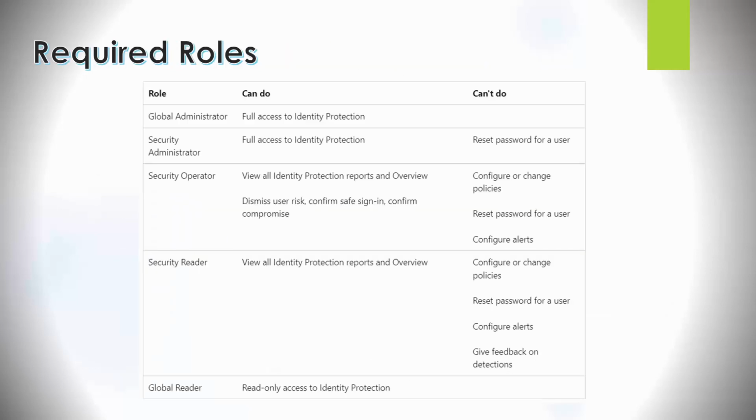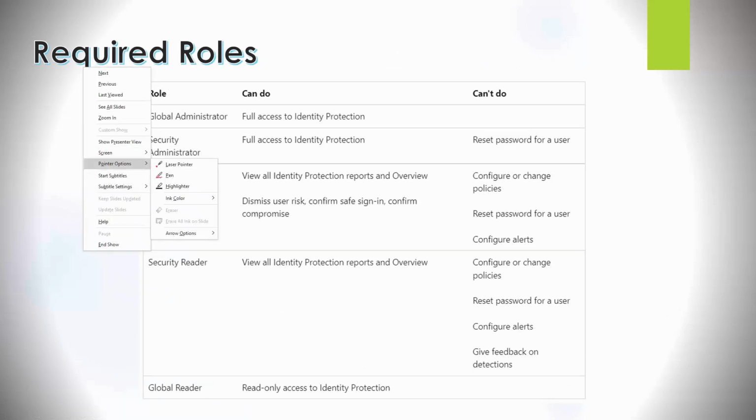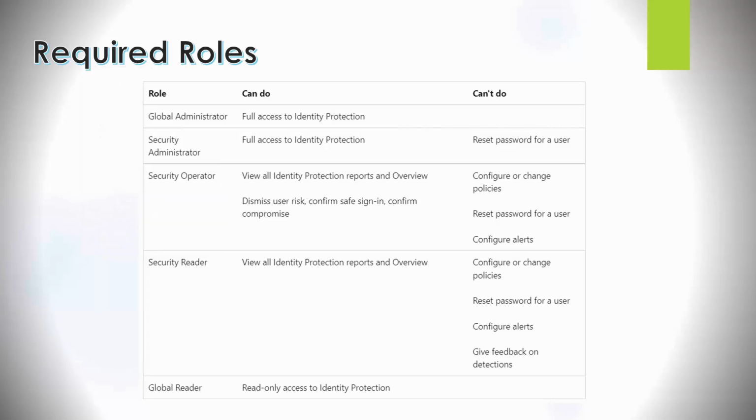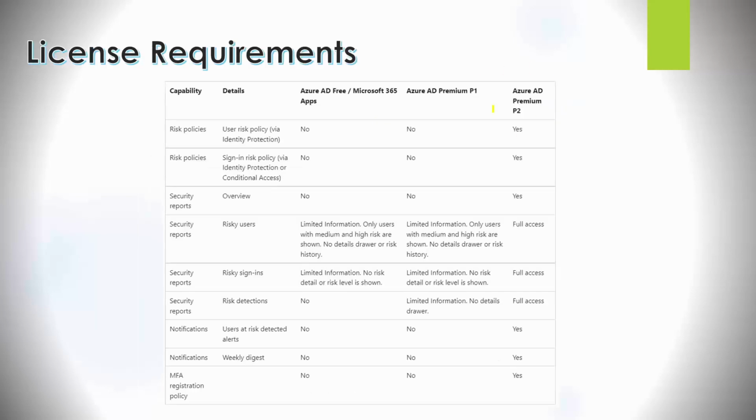Now, just to have a quick look at the required roles. To work with Identity Protection, you need to have a user account with one of these roles, which are on the left here. So you need to be either a global administrator, a security administrator, security operator, a security reader, or a global reader. It gives you the information here on what you can do with these roles, and on the right hand side, what you cannot do. And of course, global administrator has full access to Identity Protection, so it has the ability to do absolutely everything, as you can see from here.